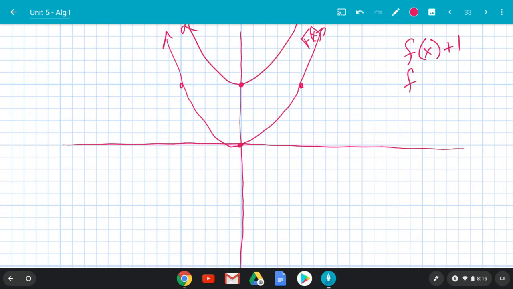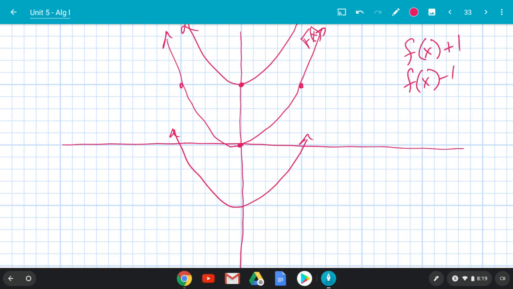What if I took f of x and I subtracted 1 from it? What would it do? It would shift down 1 unit, and it would be right there. We're all cool with that. That's the easiest transformation there is. You take some function, and you just add something on the end, or you subtract something on the end.